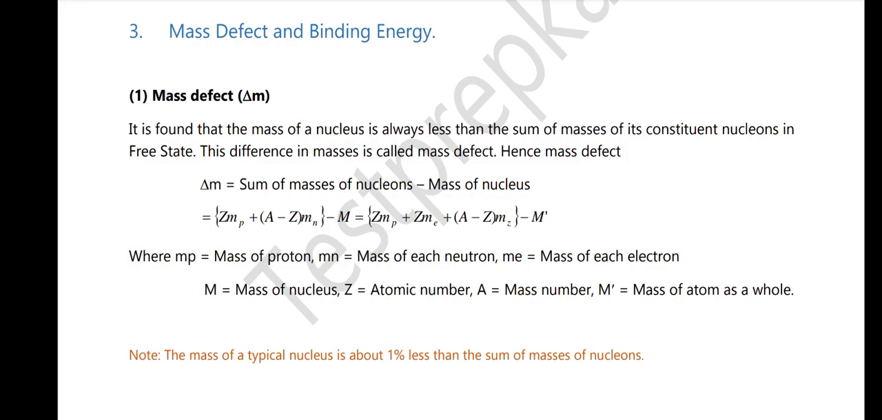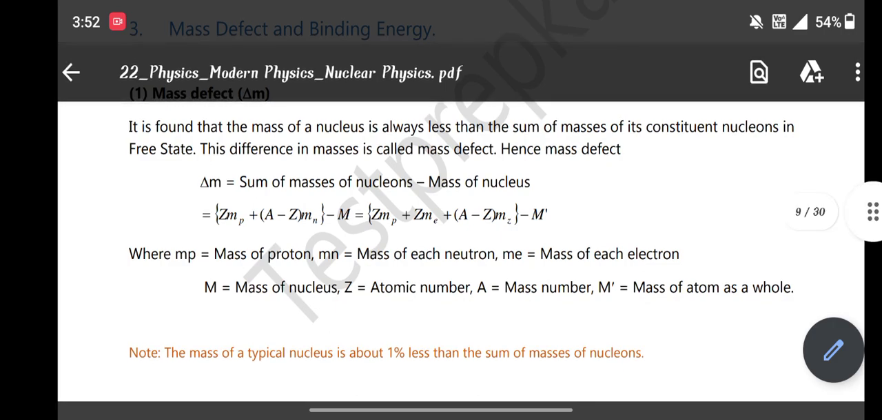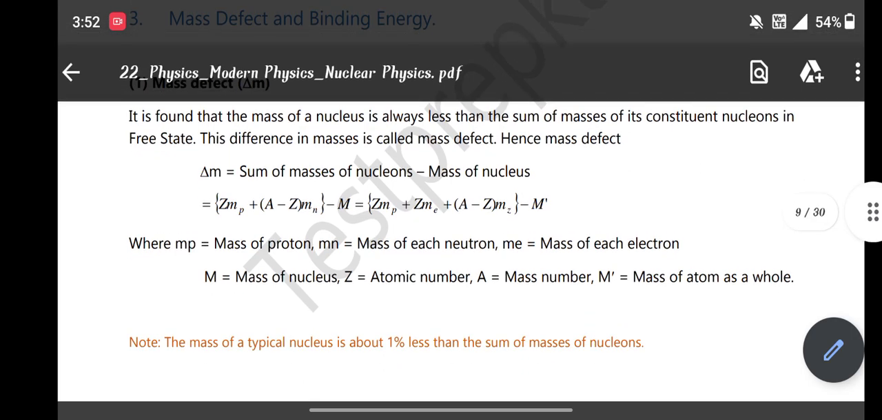That is, delta m is equal to the sum of the mass of nucleons minus the mass of the nucleus. This is the most important formula; questions may be asked based on it, so please remember it. Delta m = Z mp + (A - Z) mn - M, which is equal to Z mp + Z me + (A - Z) mn - M', where mp is the mass of proton, mn the mass of neutron, me the mass of electron, M is the mass of the nucleus, Z is the atomic number, A is the mass number, and M' is the mass of the atom as a whole.